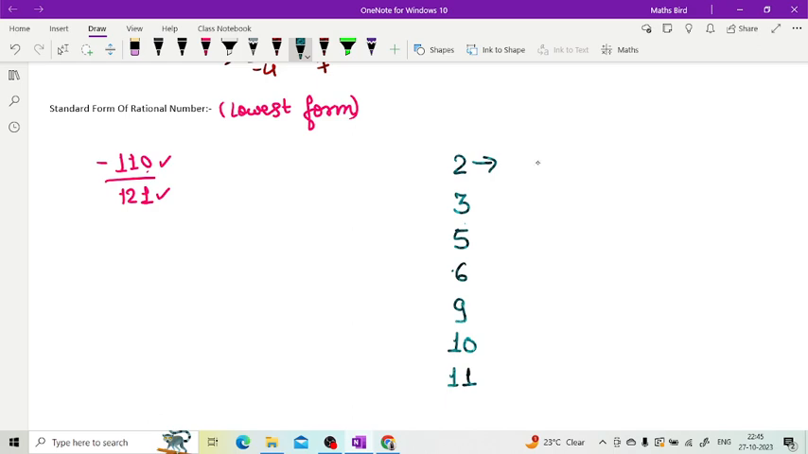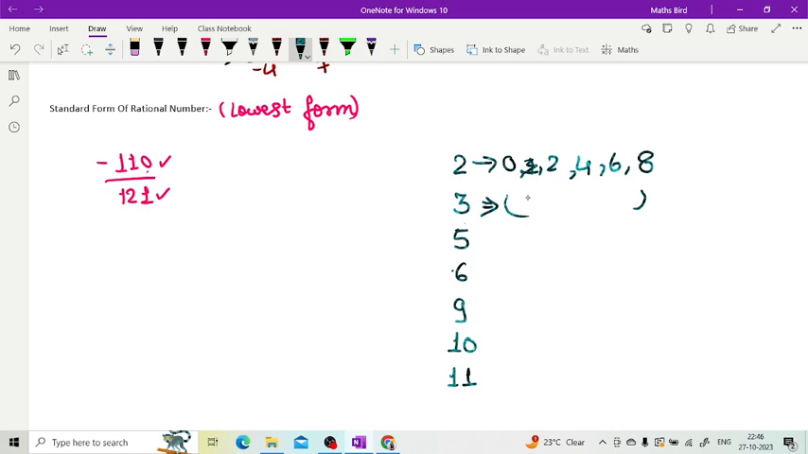Second, if at the unit place there is 0, 2, 4, 6 or 8, then the number is divisible by 2. That means if the digit at the unit place is even, the number will be divisible by 2. Divisibility rule of 3: you will add all the digits, and if the sum is divisible by 3, then the number will be divisible by 3.